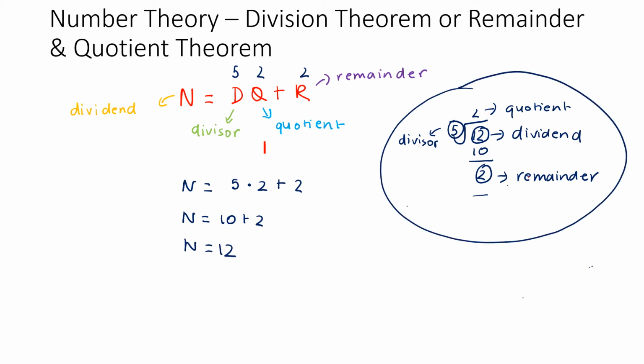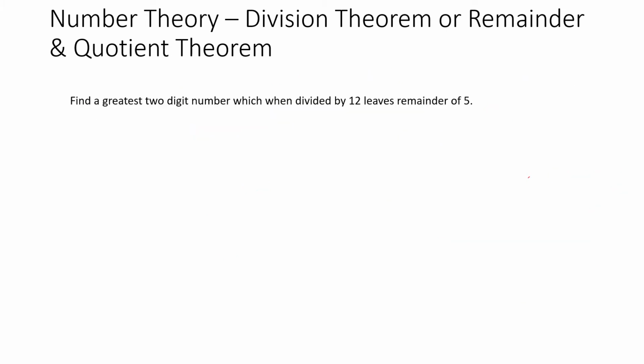Now let's do some more questions based on this theorem. Our question is, find the greatest two-digit number which when divided by 12 leaves the remainder of 5. Now we simply just have to plug back, but the thing is, we don't have the dividend and we don't have the quotient. But let's start by plugging in what we have. We don't have the dividend, so let that be n. It's divided by 12, which means 12 is our divisor. We don't have the quotient, and we have the remainder.